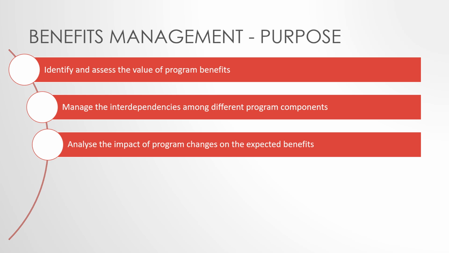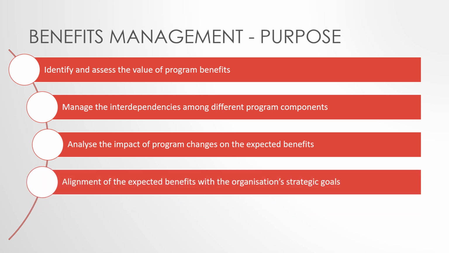Analyze the impact of program changes on the expected benefits. Similar to the previous one, program teams should ensure no potential impact during the program execution on the planned program benefits. Alignment of the expected benefits with the organization's strategic goals. This is exactly what we talked about in the strategic alignment performance domain video. All program components, work, and benefits should serve the organization's strategic objectives.